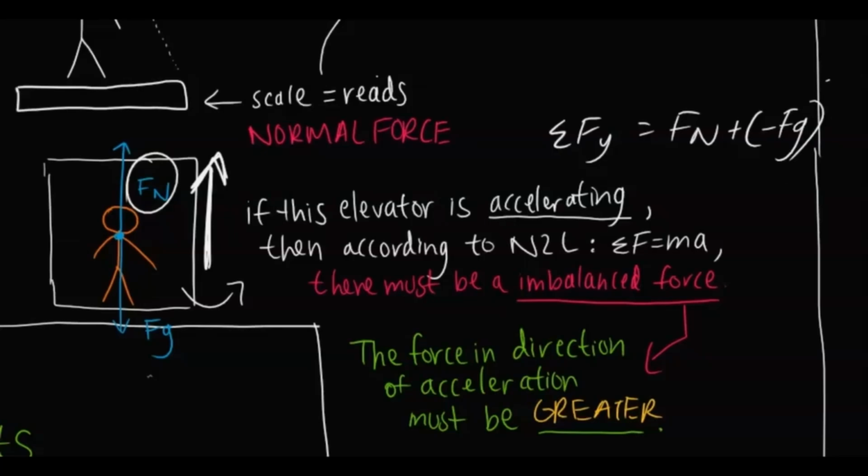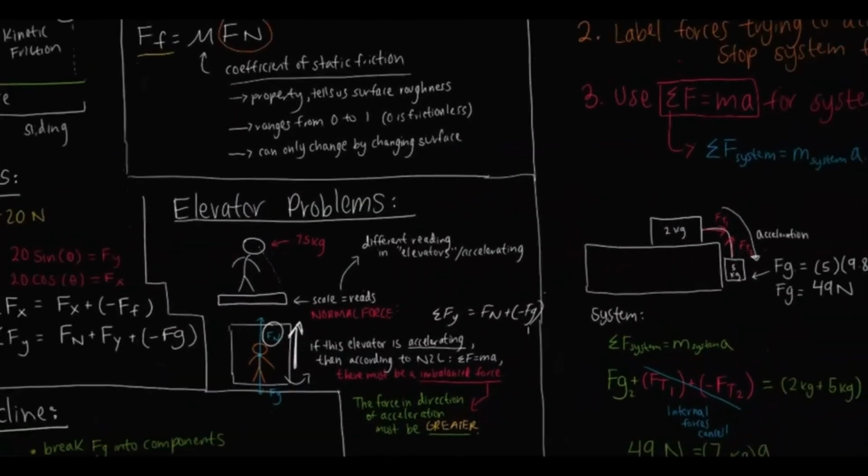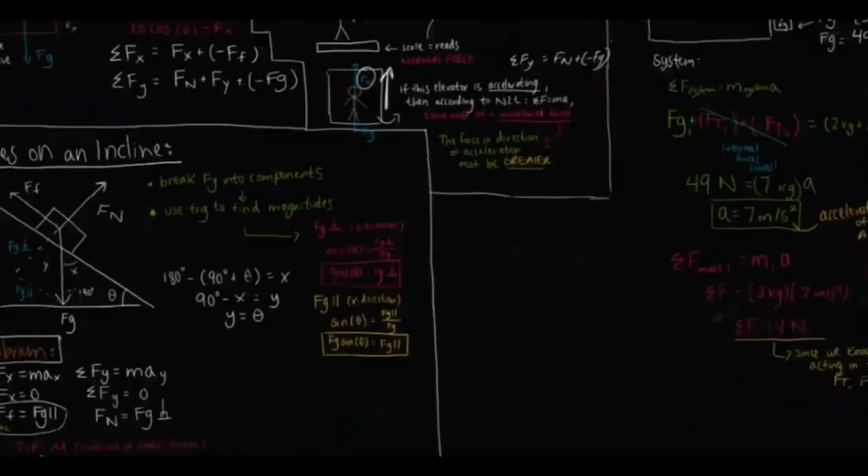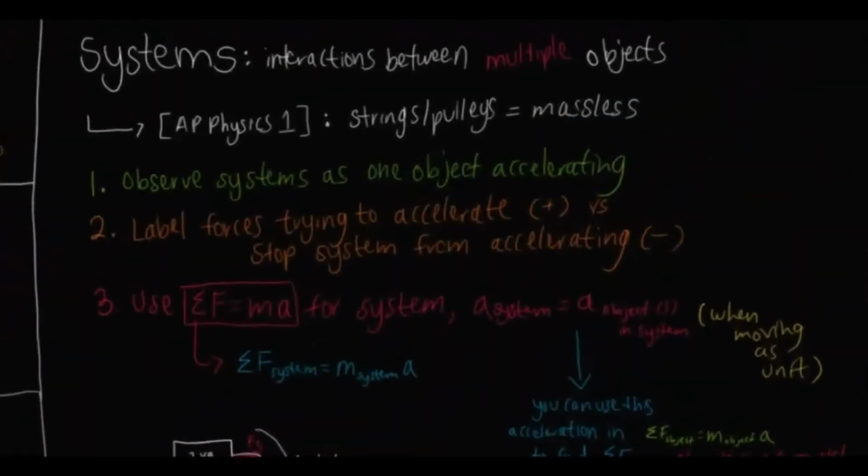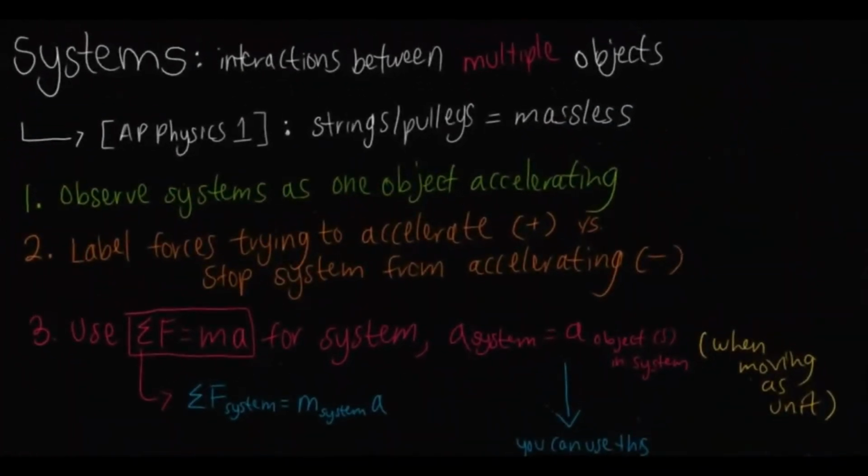All right, so the next thing I want to do before we talk about forces on an incline is systems. There's no specific thing for systems, but these are a couple key takeaways I would definitely note, because this is a pretty big topic and the majority of forces problems are probably going to be observed through a systems lens. It has to do with interactions between multiple objects, right?